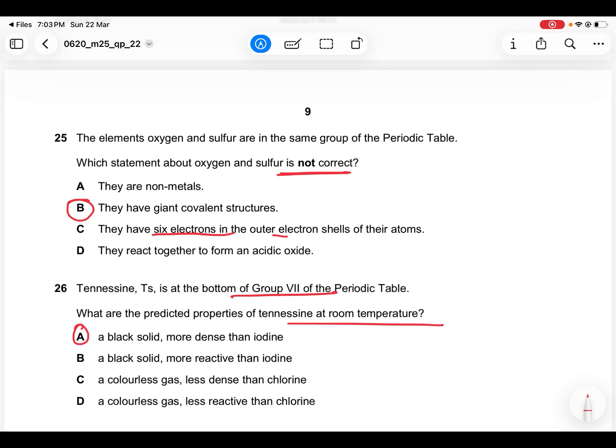They have 6 electrons in the outer electron shells of their atoms. Because they are present in group 6, they have 6 electrons in their outer shell. They react together to form an acidic oxide, which is true. Sulfur is a non-metal, and non-metals, when they react with oxygen, form acidic oxides. So all the other options are correct. Option B is not correct.